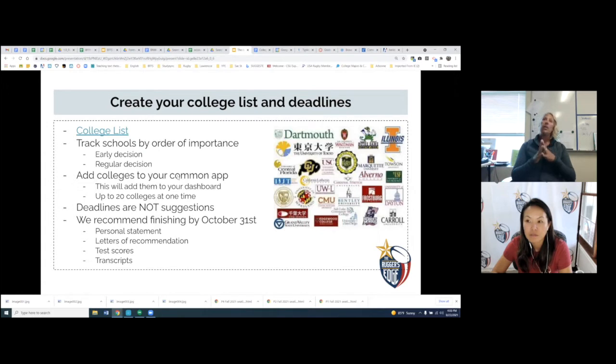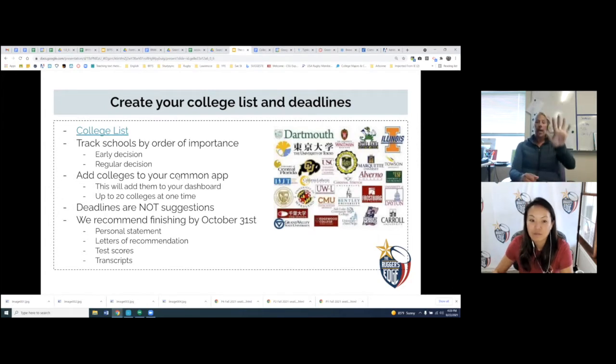I want to be really clear that deadlines are not suggestions. If they tell you that the application has to be in by 11:59 on November 15th, they are not hoping that you get it in that day, and they will not make an exception for you for any reason. So you need to make sure that you plan in advance, and the process does take longer than I think people would expect.